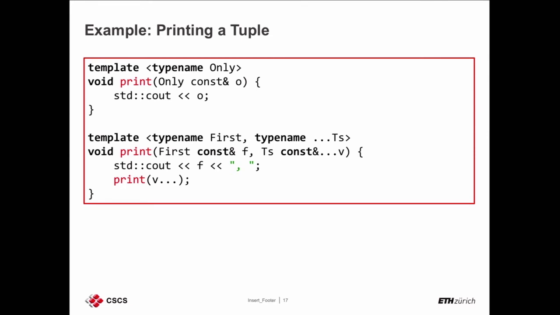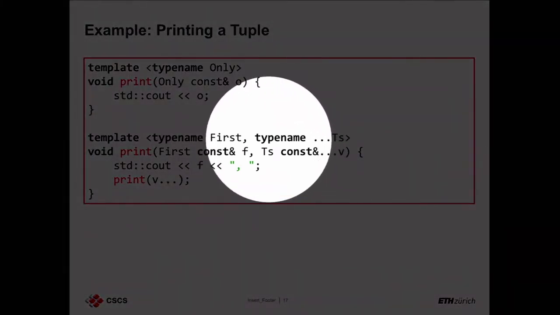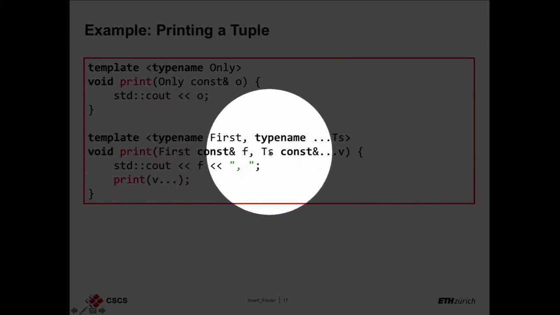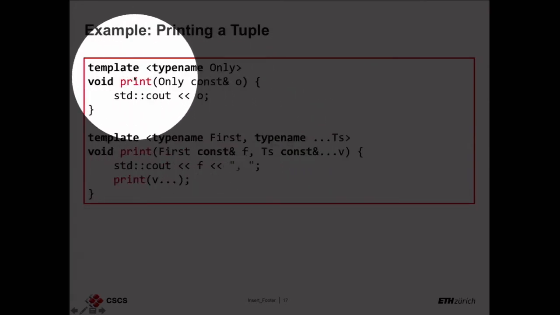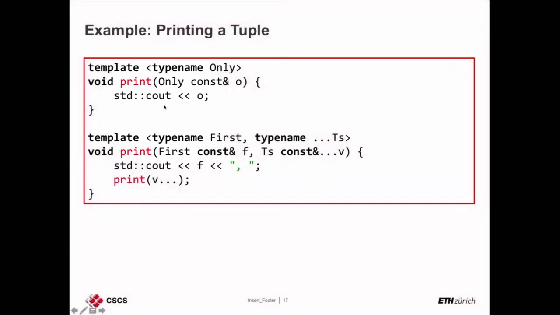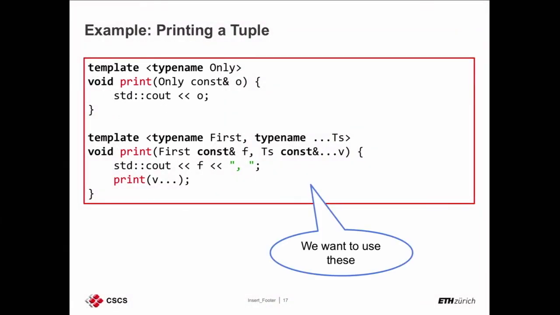It's not really a constexpr example. So I want to have a function that prints tuples, and I can do it by the usual tricks. So I can have the first argument and the rest of the arguments. I take the first one and I print it, and then I call print with the rest of the pack. And then at the end, if I have only one, I just do cout.